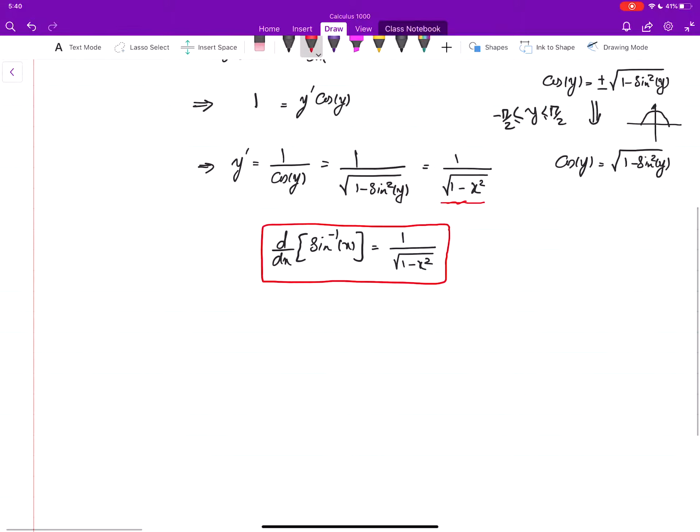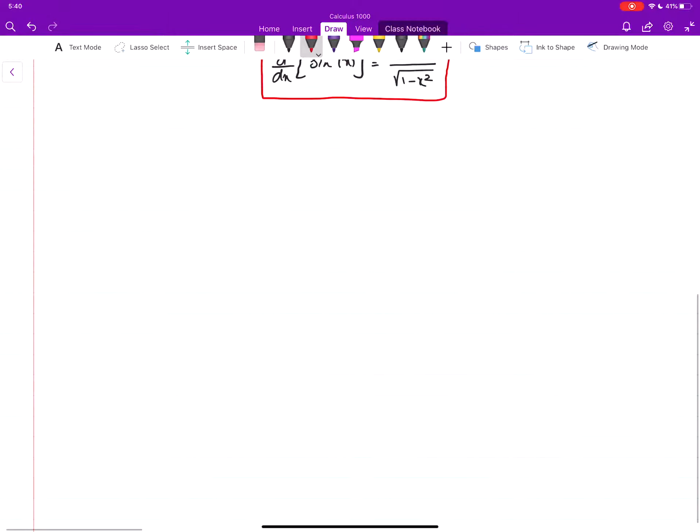Well, let's do one more. I will do this time tan inverse. Y is equal to tan inverse of x. We know this means that x is equal to tan y. And well, for what values of y? Values between negative pi over 2 and pi over 2, not including the endpoints.